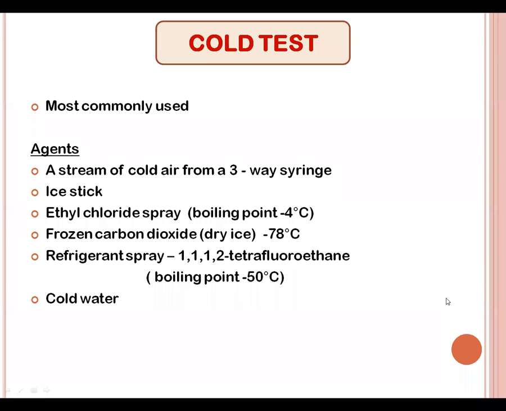Cold testing: the agents that are used for cold testing, the cold test procedure is the same as that of heat testing. Isolation is very important, and cold testing can be done with cold air from a three-way syringe, an ice stick, ethyl chloride spray, or frozen carbon dioxide. It is basically dry carbon dioxide, or carbon dioxide snow, or carbon dioxide ice.